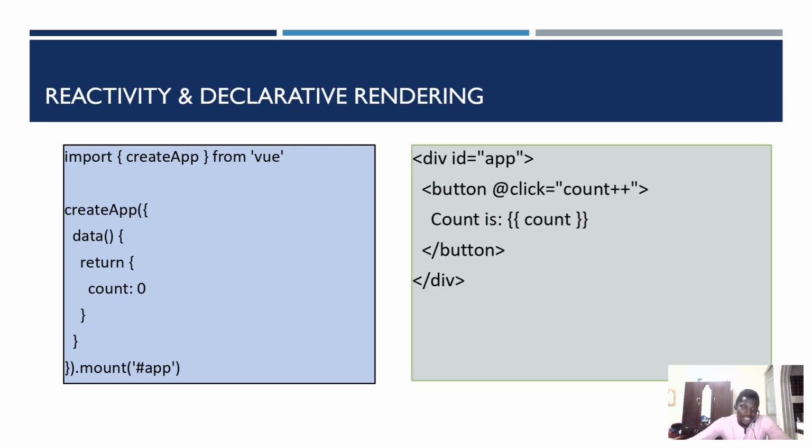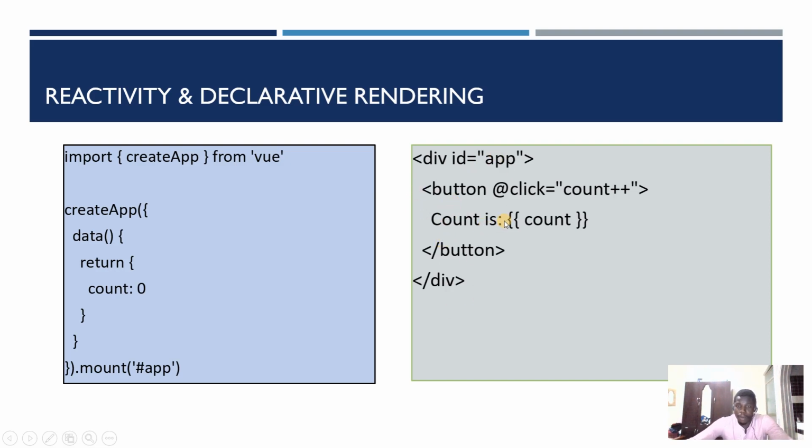Then you have to mount this onto a base template. In most cases, you create a div in your template, give it an ID, and then mount this Vue application onto that template. Whatever it's going to do will be inside that template. When you look at the right-hand side, this is exactly what we have here. We have the base template as a div with ID app, and inside this, we have a button.